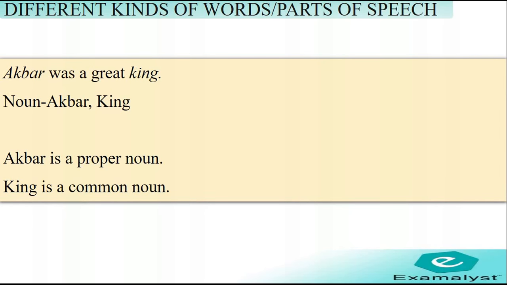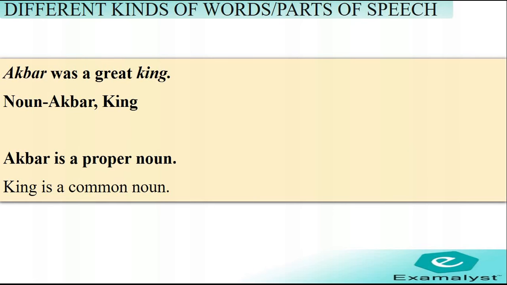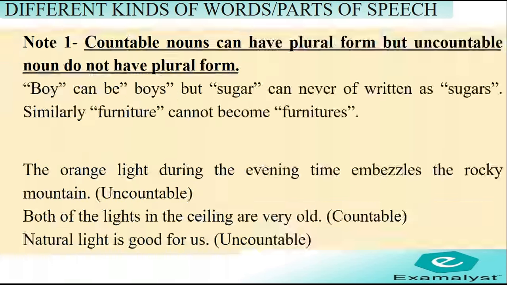In this sentence, Akbar was a great king, the nouns are Akbar and king. Akbar is a proper noun because it particularly represents who the great king was. And king, since it is a class of people, therefore king is a common noun.